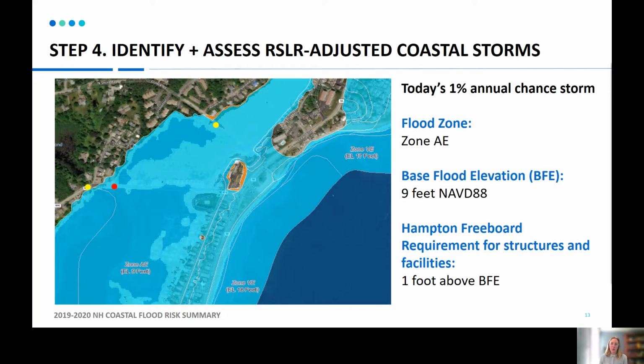Moving on to step 4, we identify and assess how storm risk changes with sea level rise. Looking at current FEMA maps, the sites are mostly in an AE flood zone with a base flood elevation of 9 feet NAVD88. Hampton and New Hampshire as a whole has a 1-foot freeboard requirement above base flood elevation.